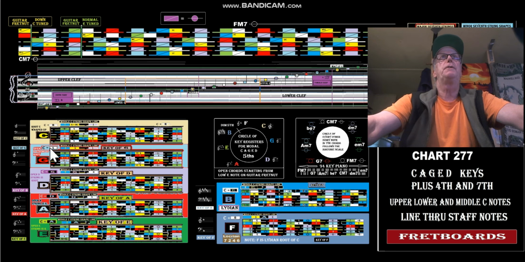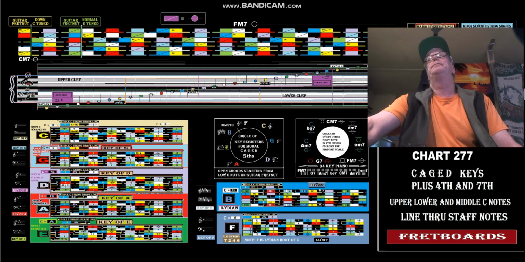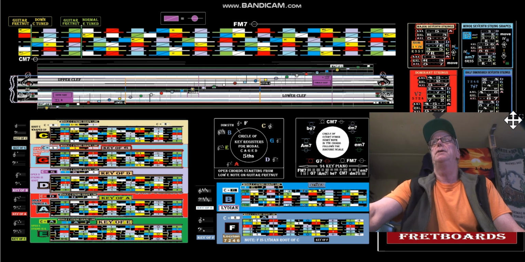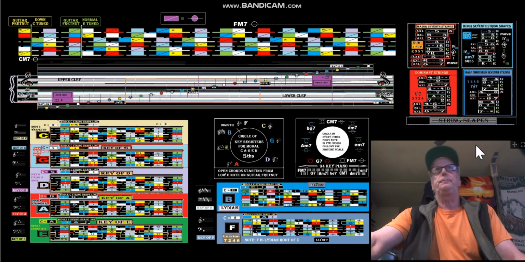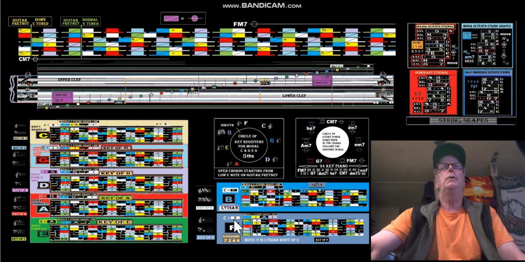So these are our fretboards: the key of C, the key of G, the key of D, the key of A, the key of E, and then I have the key of B and the key of F. Let's start with 277. I want to talk about the key of B and the key of F. What are these keys? Why do we have B and why do we have F?